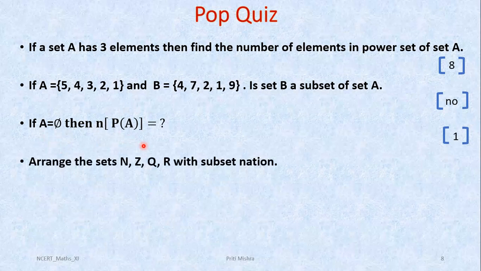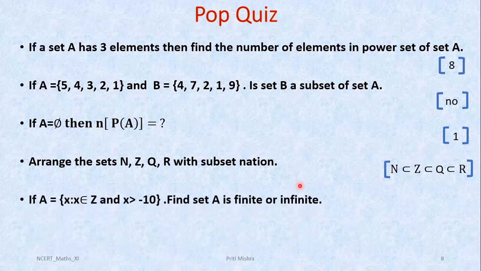Next question: arrange the sets of natural numbers, integers, rational numbers, and real numbers with the subset notation. That means which is a subset of which set? The answer is N is a subset of Z, Z is a subset of Q, and Q is a subset of R. So R is the superset and N is the lowest subset.